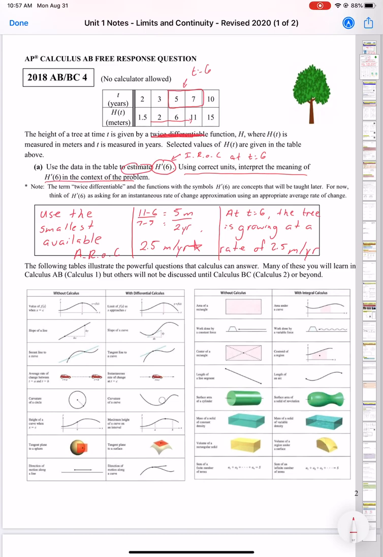So that's it for lesson 1. We're just talking about the difference between an average rate of change and an instantaneous rate of change. Like I said in the live meeting, you can check out this table down here if you want a little bit more information about things we'll be looking at in calculus this year.